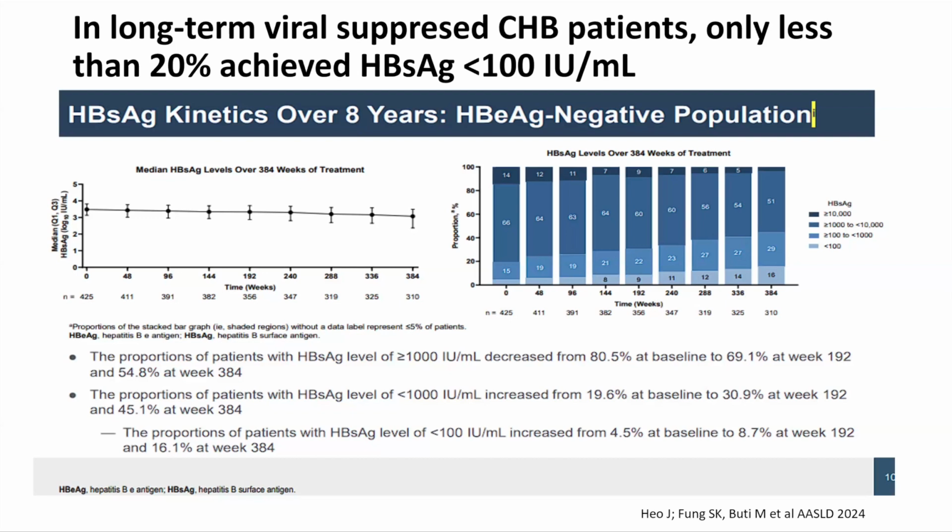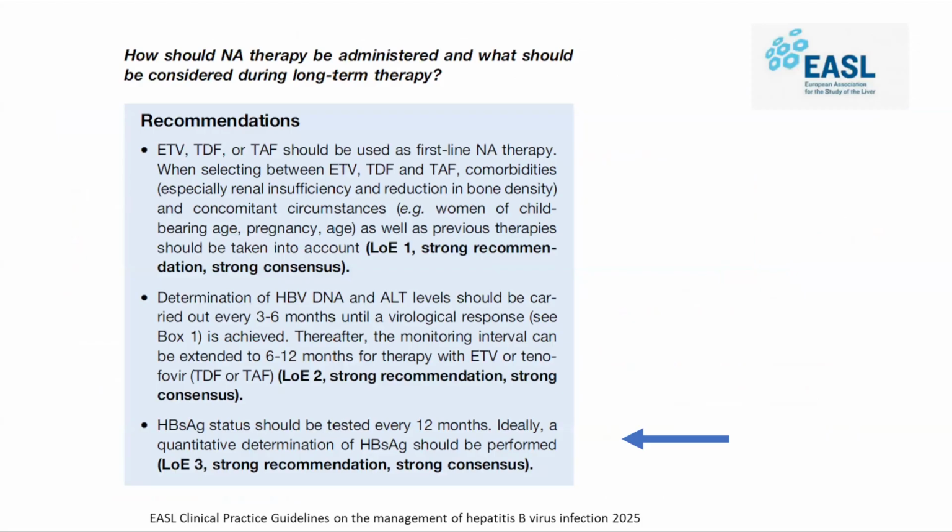So you can see that the levels of HBsAg are stable, and there is a decline, and the proportion of patients that reach these levels below 100 is relatively low. For this reason, EASL guidelines recommend that quantitative HBsAg levels should be determined every 12 months. And this can help to identify patients with a higher likelihood of HBsAg clearance and better prognosis.